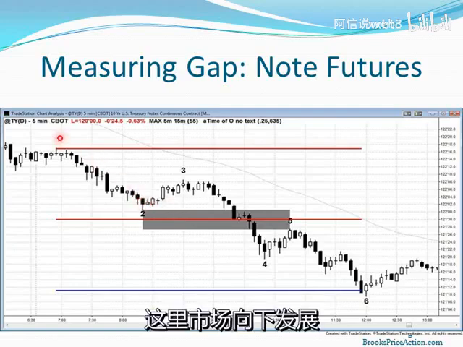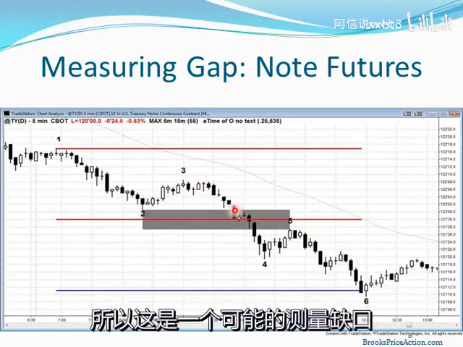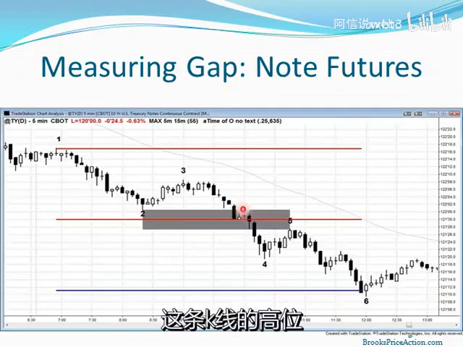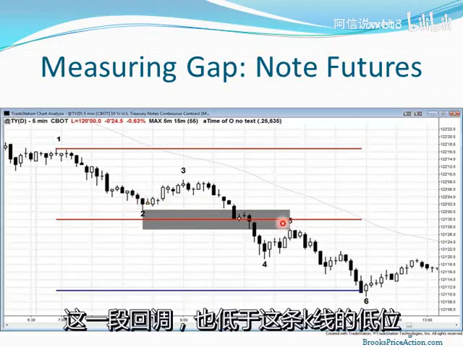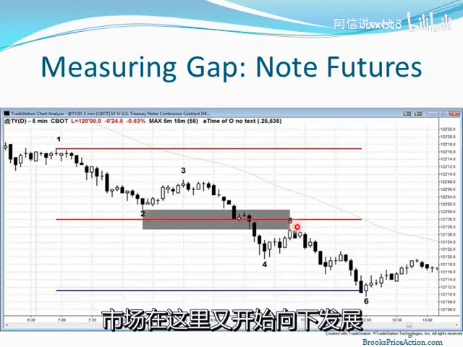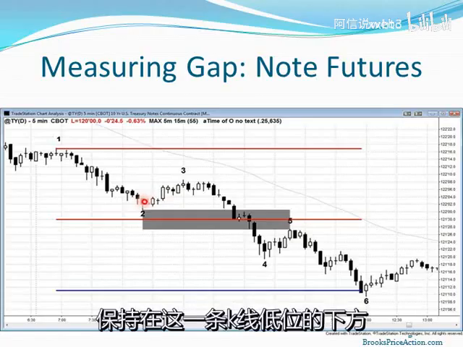Okay, we have the markets trading down to this point, and then rallied, and then broke below 0.2 over here. So potential measuring gap, and the high of this bar stayed below the low of that bar. This pullback stayed below the low of that bar. And then the market started to turn down again. So that left us with a gap below the low of this bar, above the high of this bar.